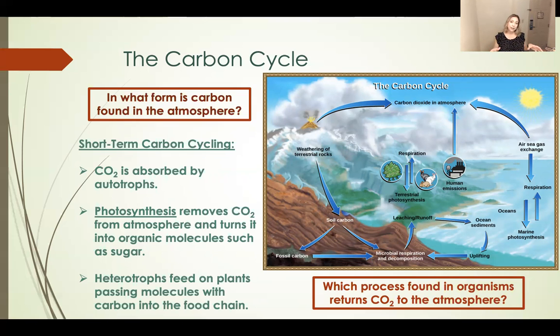Okay, so remember, a biogeochemical cycle looks at how an element or molecule flows through the system, through different organisms, and through different abiotic elements of the ecosystem. So I asked you a question here: which process found in organisms returns carbon dioxide to the atmosphere? So we went over that in the previous slide, you should remember, but just in case, it is cellular respiration.